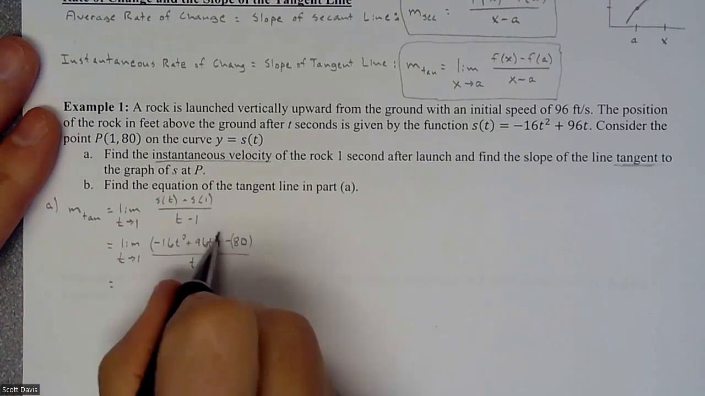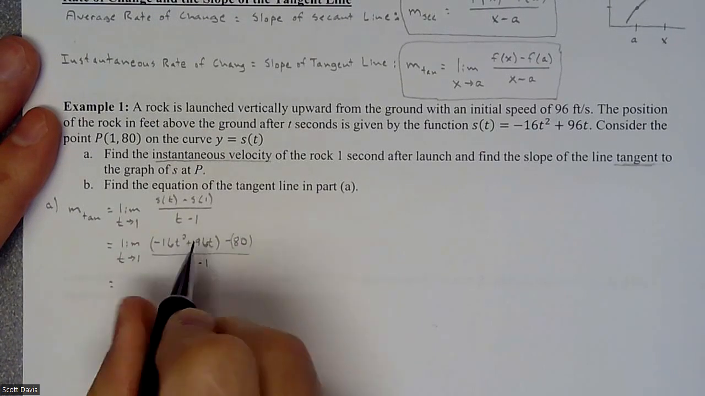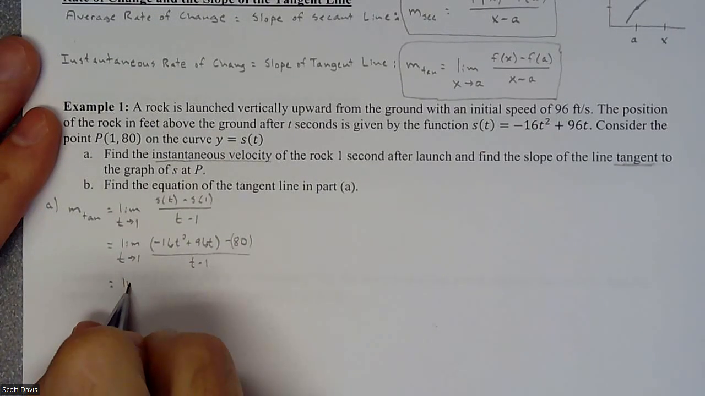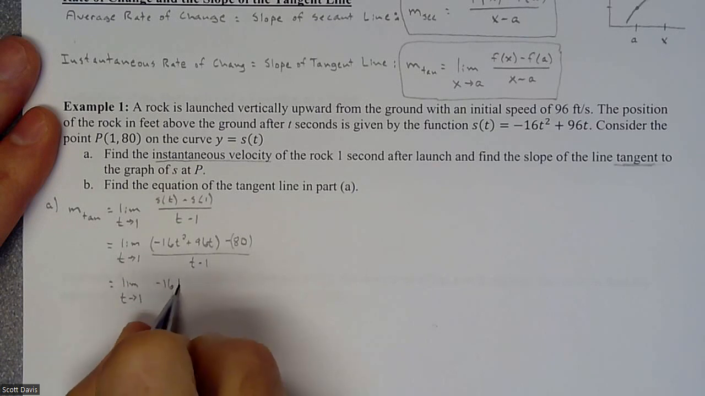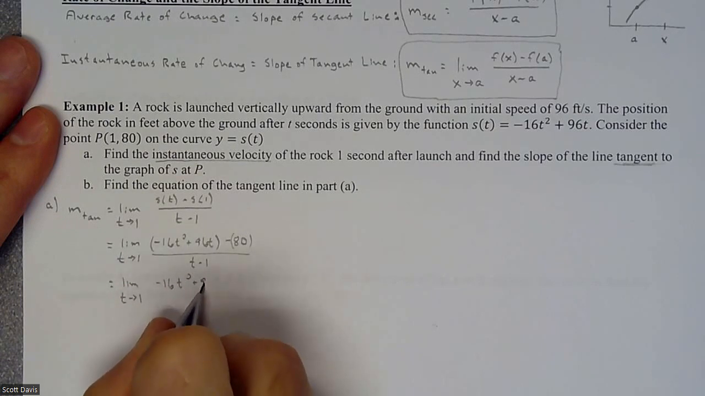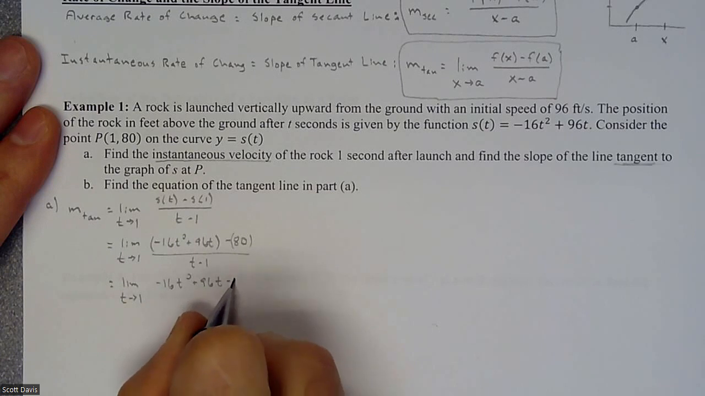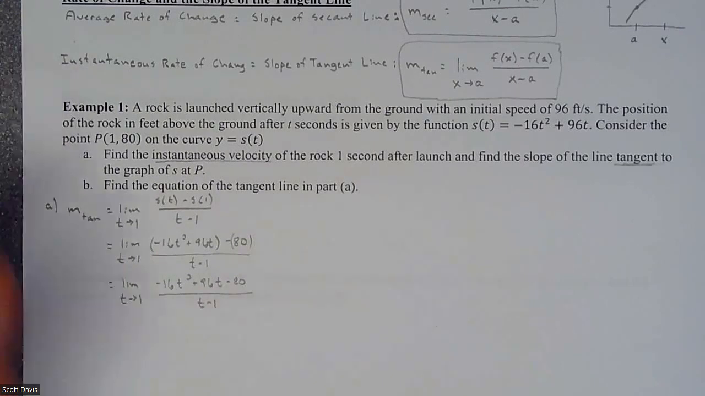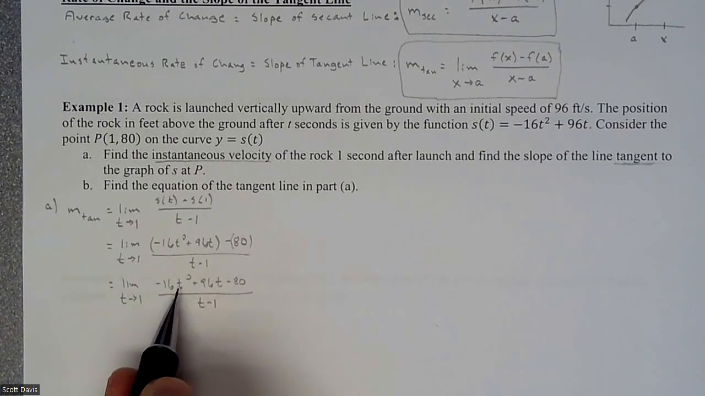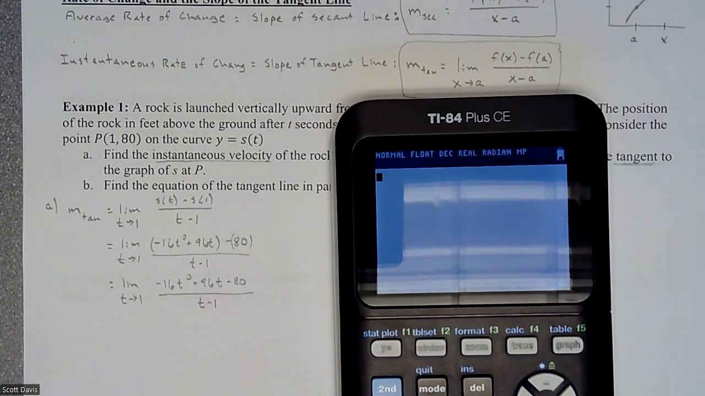Let's do some math here. If we put this all together, we're looking at the limit as t approaches 1 of negative 16 t squared plus 96 t minus 80, divided by t minus 1. Here's where we're going to have a bit of a problem, because if we were to take this 1 and plug it in, here's what we're going to get.